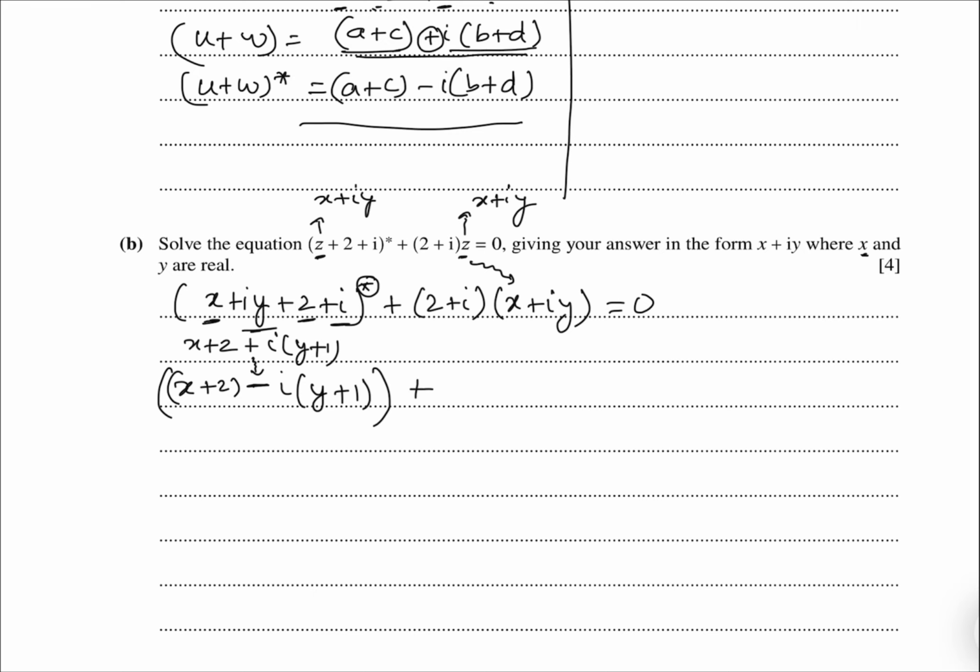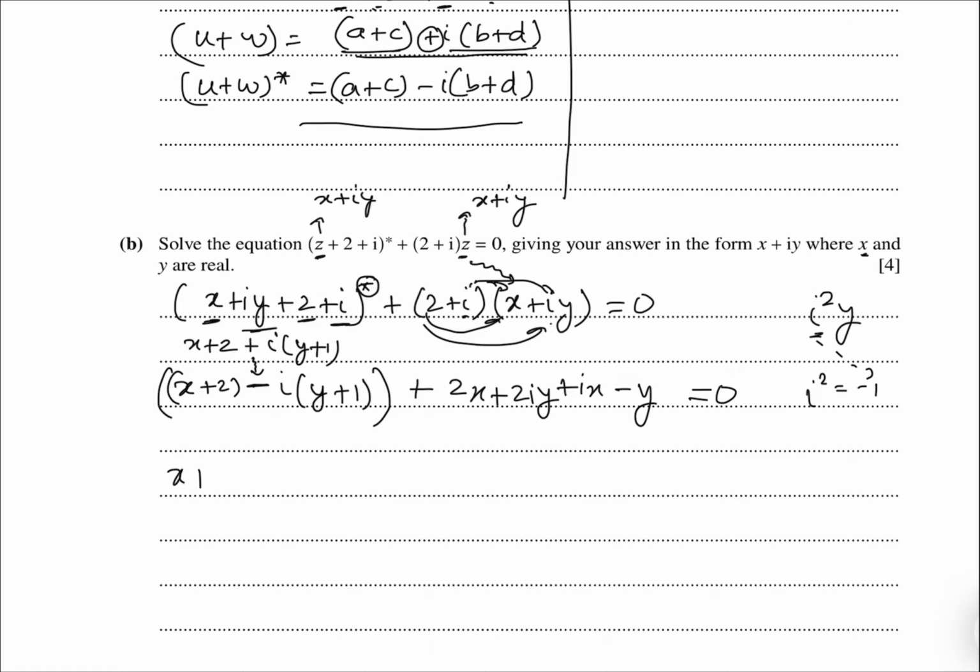Now plus, multiply the brackets. 2 will be multiplied with both of them and the same with i will be multiplied by both of them. And remember, i square equals minus 1. So this will become 2x plus 2iy plus ix. Now this is i into iy, that will become i square y, and i square is minus 1, so it will become minus y equals 0. Now let's simplify it further.